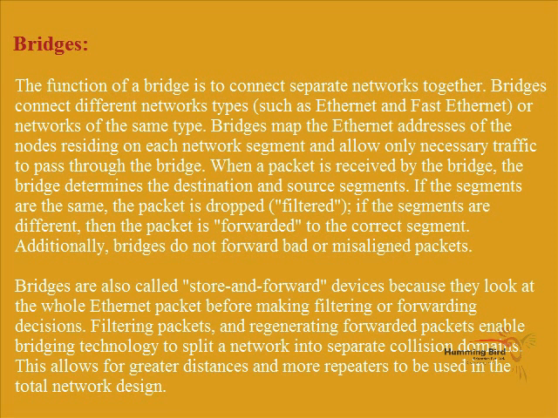If the segments are the same, the packet is dropped. If the segments are different, the packet is forwarded to the correct segment. Additionally, bridges do not forward bad or misaligned packets. Bridges are also called store and forward devices because they look at the whole Ethernet packet before making filtering or forwarding decisions. Filtering packets and regenerating forwarded packets enable bridging technology to split a network into separate collision domains. This allows for greater distance and more repeaters to be used in the total network design.